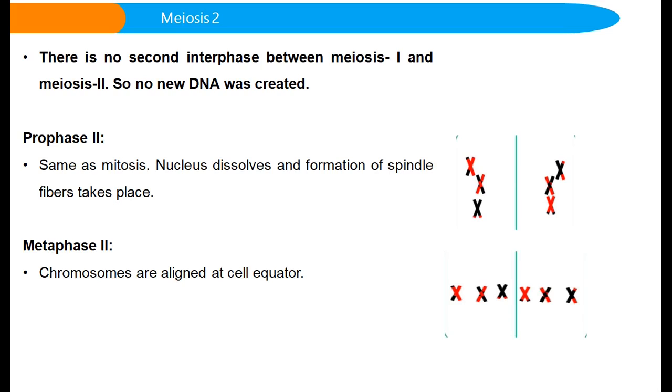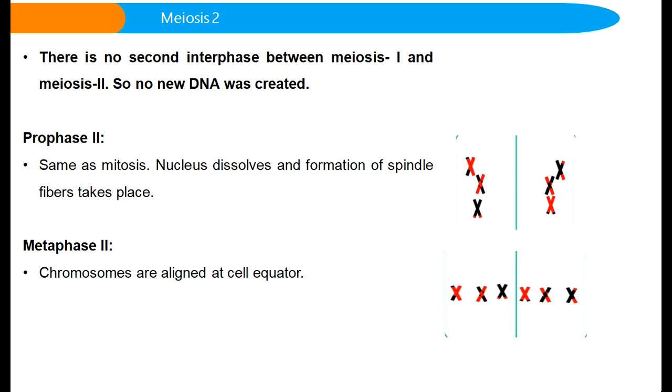And meiotic division 2. Here the important point is there is no second interphase in between meiosis 1 and meiosis 2. So, no new DNA is created. Before meiotic division 1, interphase is there where DNA replication takes place, but in between meiotic division 1 and 2 there is no interphase.